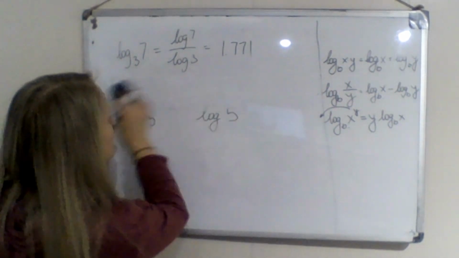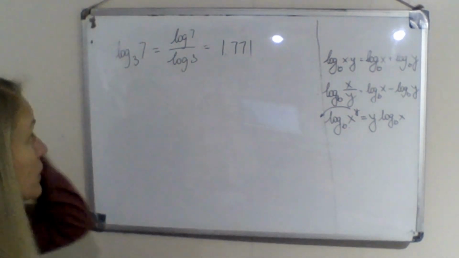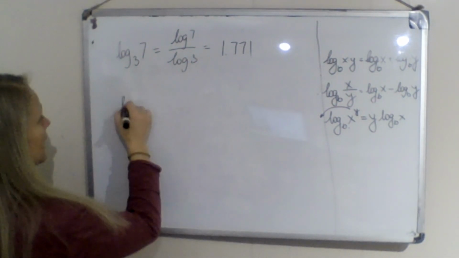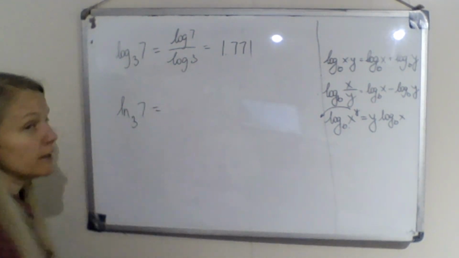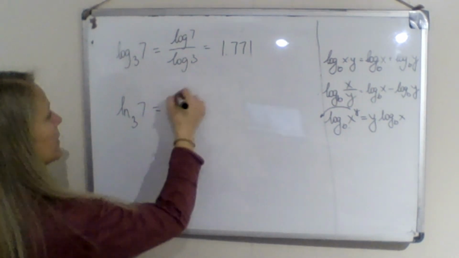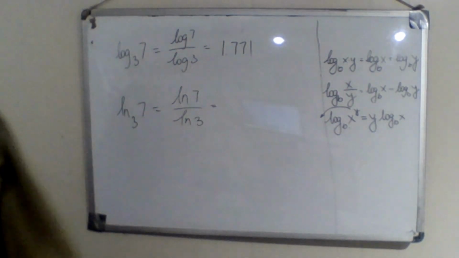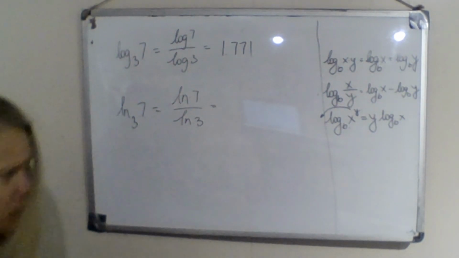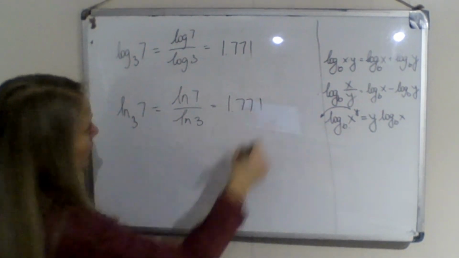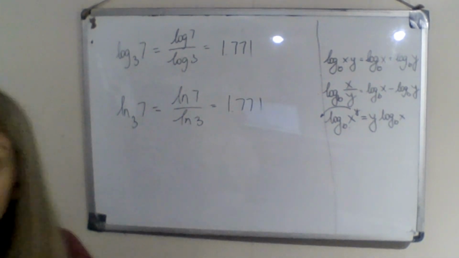Should you want to do it using a natural logarithm, it works the exact same way. If you go ln base 3 of 7, again, you can't do it. You don't have that in the calculator. But you can do ln of 7 over ln of 3. You put that in your calculator, and it comes out to 1.771. What a surprise. It's the same thing you get.